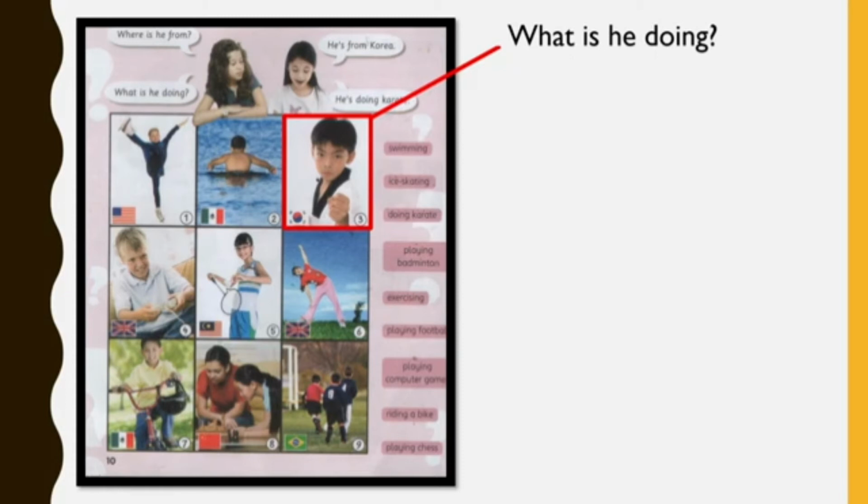So if you look at the little boy in the picture, he is wearing a karate attire. So what is he doing? Remember the format that we discussed just now? We have to look back at the question, what is he doing? Is and ing. So the answer should have his and also ing. So the answer here is doing karate. There is already an ing. When we want to write in the complete sentence, the answer should be he's doing karate.